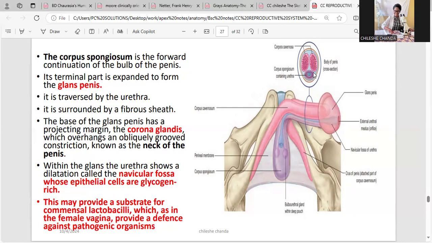The base of the glans penis has a projecting margin, this margin here, which is known as the corona glandis, which overhangs an obliquely grooved constriction known as the neck of the penis. There is a constriction over there, and that is what is known as the neck of the penis. Within the glans, the urethra shows a dilatation called the navicula.